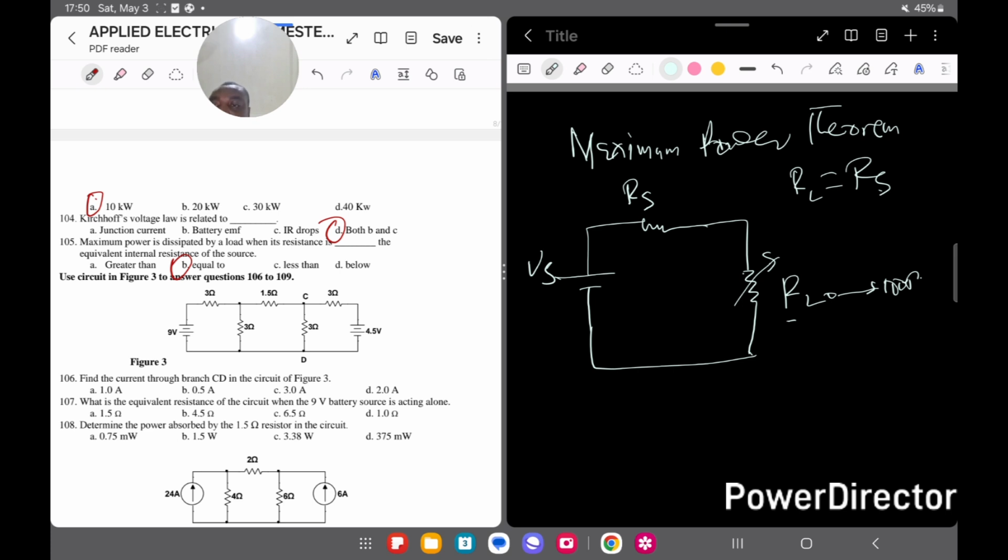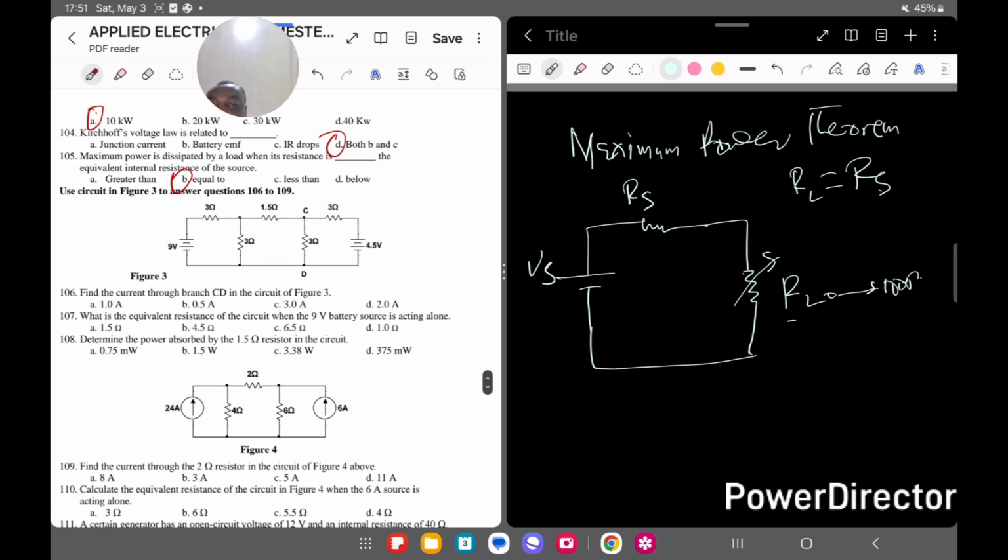Use the circuit in figure 3 to answer questions 106 to 109. So let's start with question 106. Find the current through branch CD. We have C here, then we have D here, in the circuit of figure 3. So we have to find the current flowing here. That's the current we are interested in.